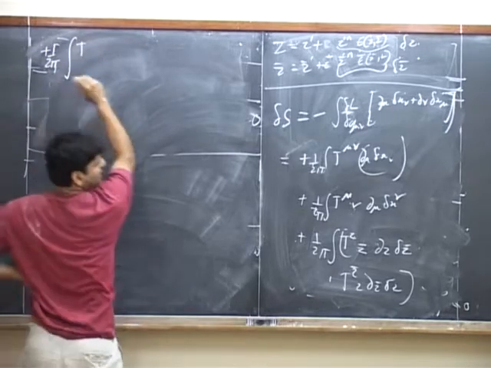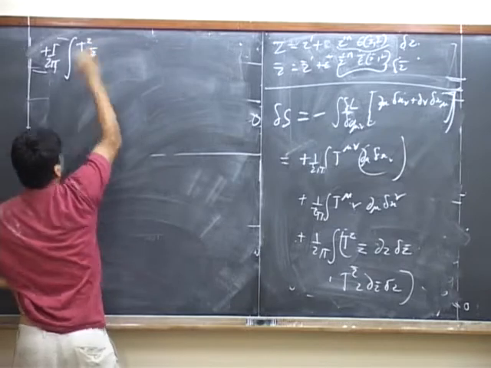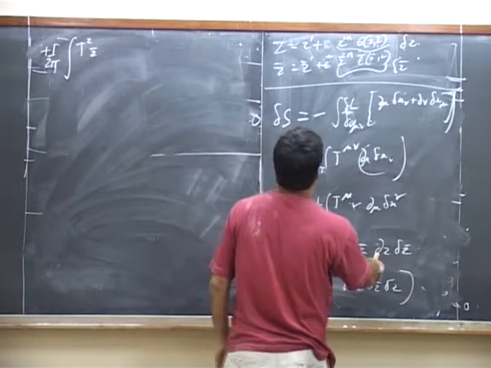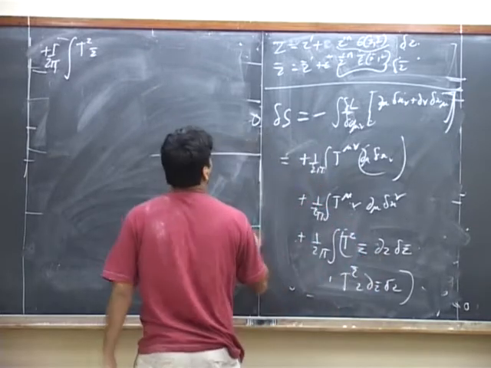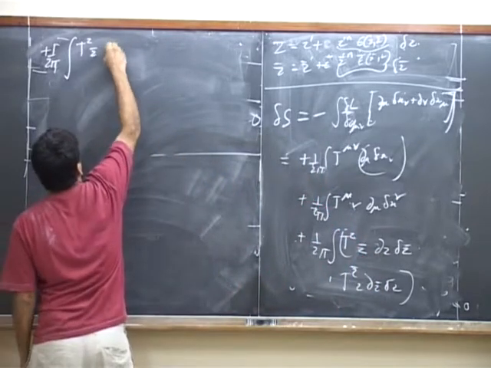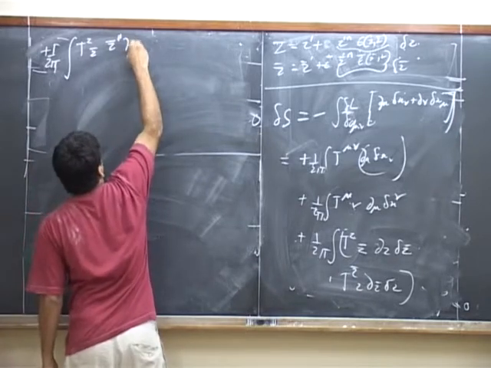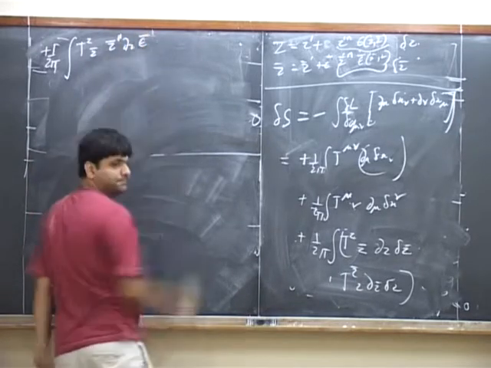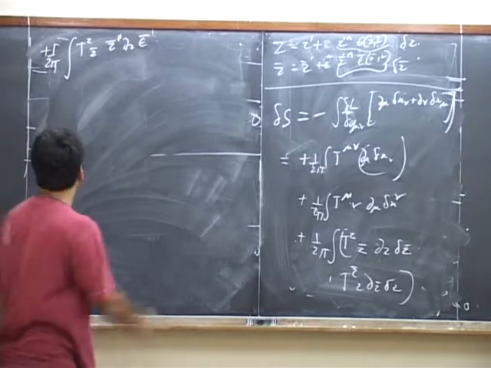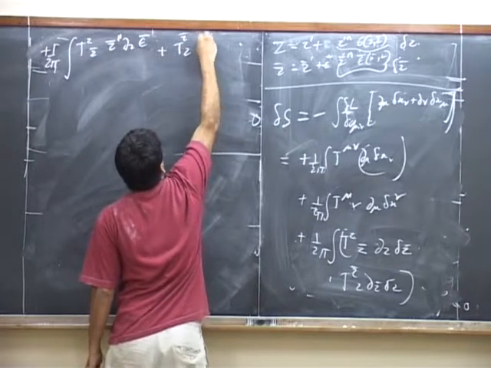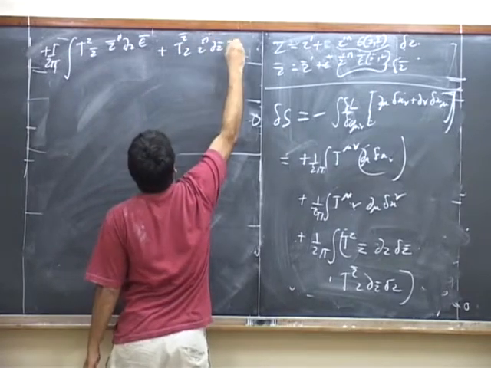Now T z bar. Then this is what? This is z bar to the power n times del z of epsilon bar plus T z bar z z to the power n del z bar of epsilon.